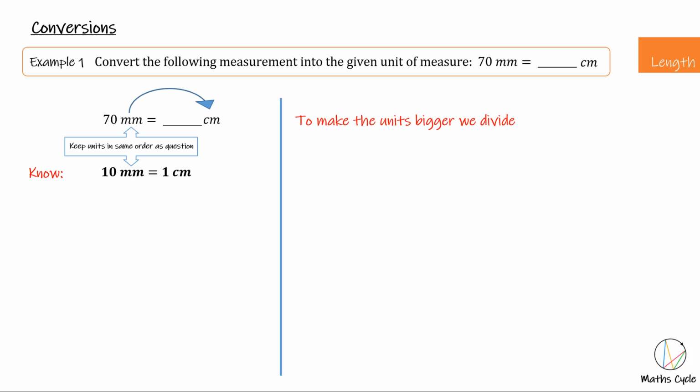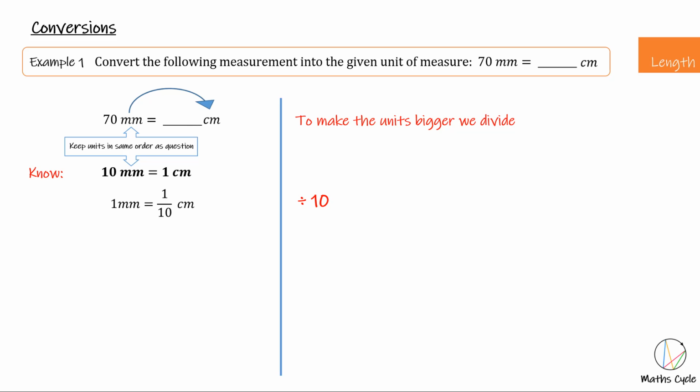And just keep my units in the same order. Now I know that 10 millimeters is 1 centimeter. So now I can figure out, well, what's 1 millimeter? 1 millimeter would be divide by 10. So divide the 1 centimeter by 10. So 1 millimeter is 1/10 of a centimeter.